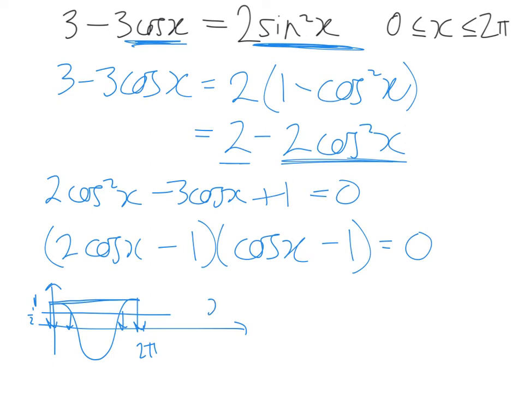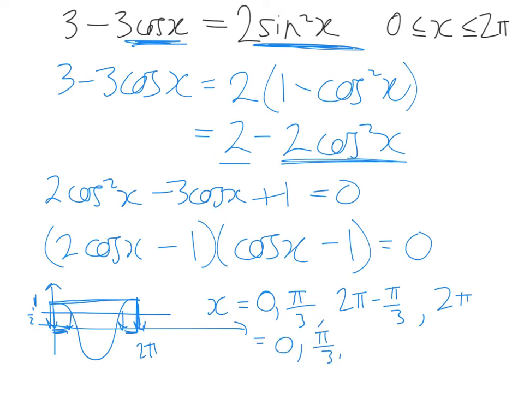So our solutions for x are, the first one is 0, and then this one is going to be pi by 3, and then this one, because we know that that gap is pi by 3, this one is going to be 2 pi minus pi by 3, and then our last one, this one, is 2 pi, and so then we can rewrite that as 0, pi by 3, 5 pi by 3, and 2 pi, and we're done.